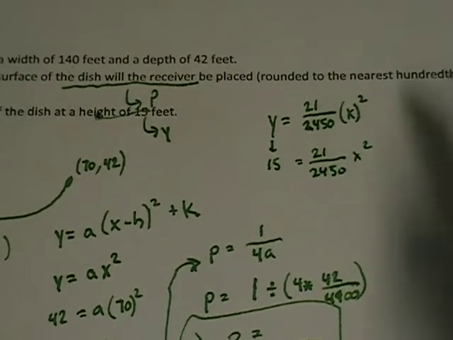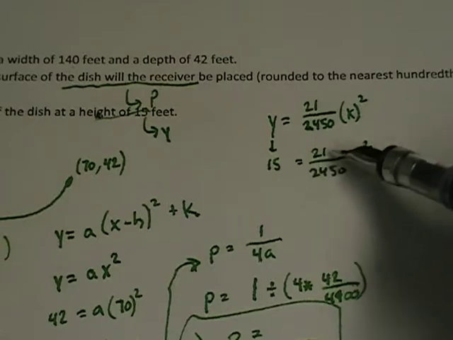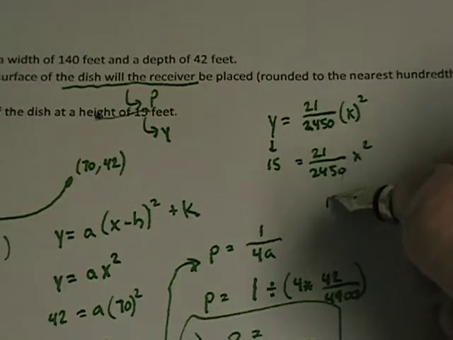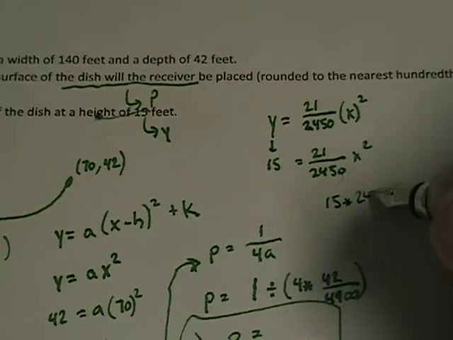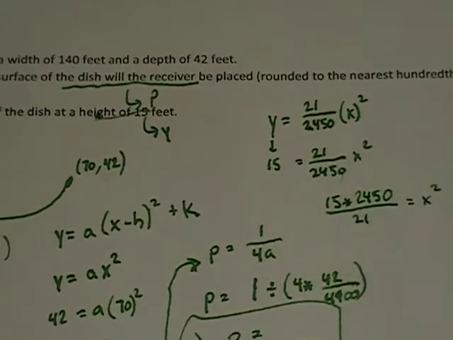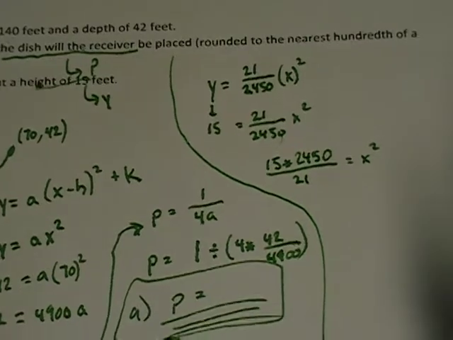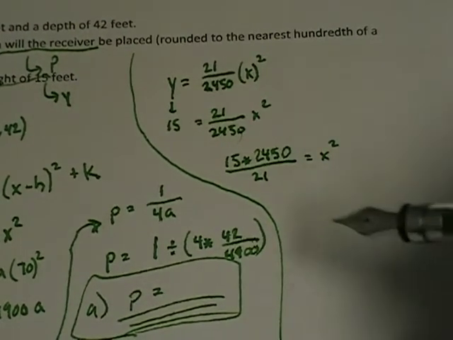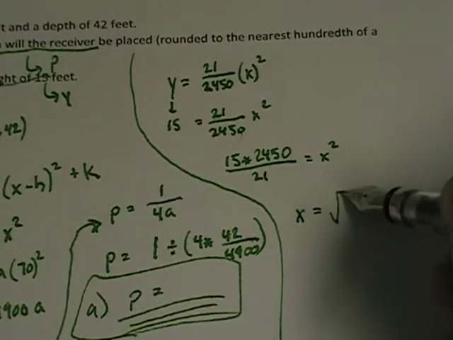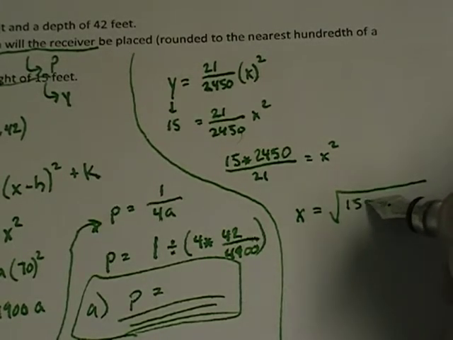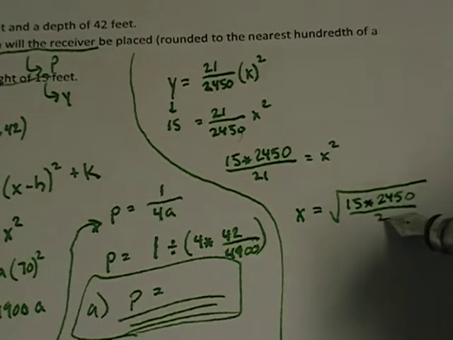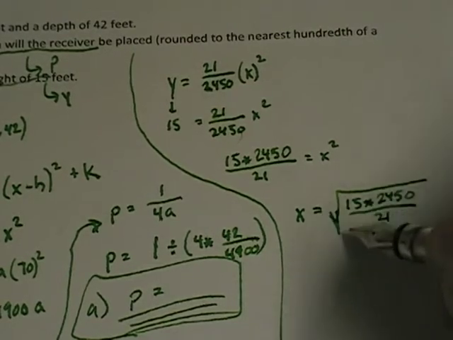Okay, what do you do? You're going to multiply by this, divide by this, right? So we end up with 15 times 2450 over 21 equals x squared. And then what's our last step? Take the square root of both sides. So x is going to equal the square root of 15 times 2450 over 21. And you put all of that inside of this radical.